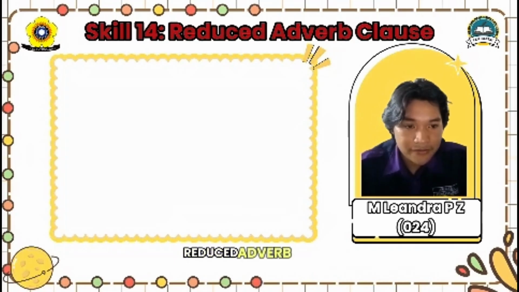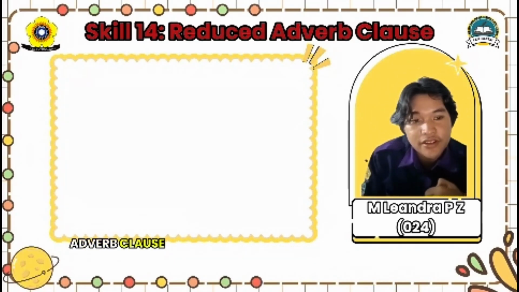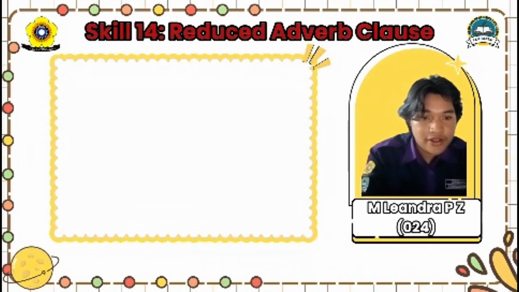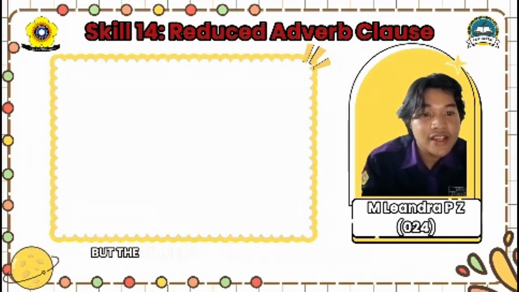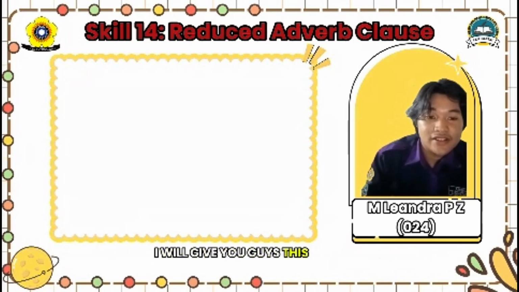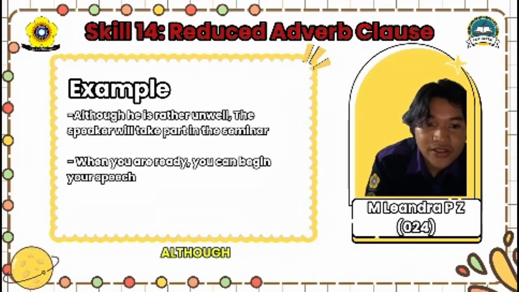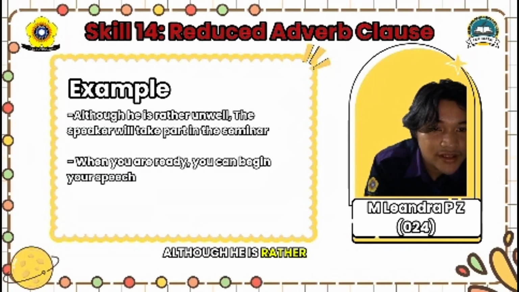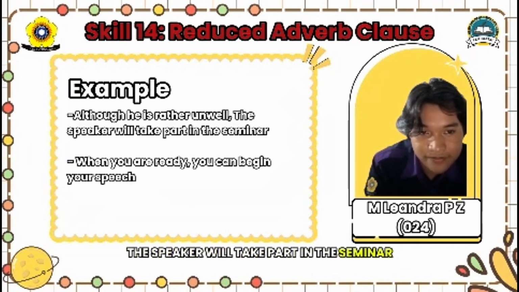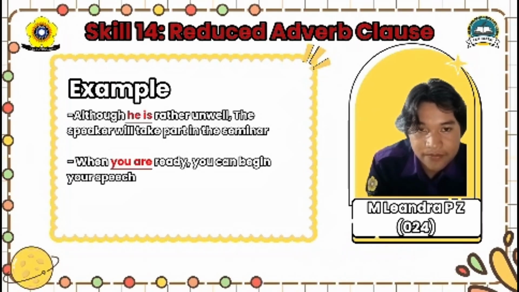Reduced adverb clause. So in this material, an adverb clause can also appear in the reduced form. In the reduced form, the adverb connector remains, but the subject and the be verb are omitted. I will give you guys this example. Although he is rather unwell, the speaker will take part in the seminar. When you are ready, you can begin your speech.